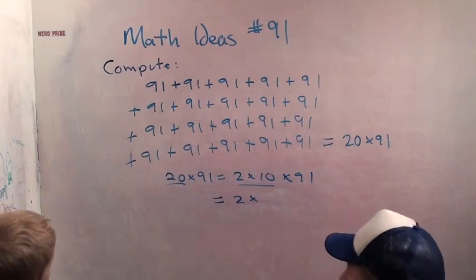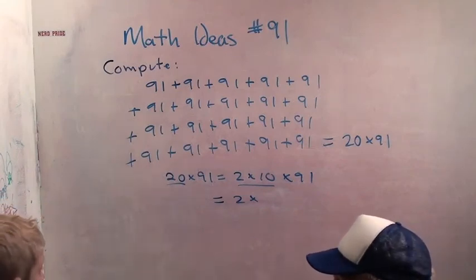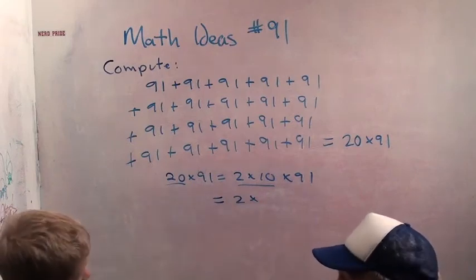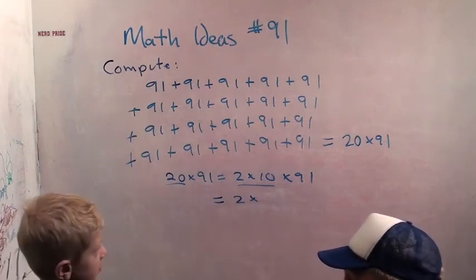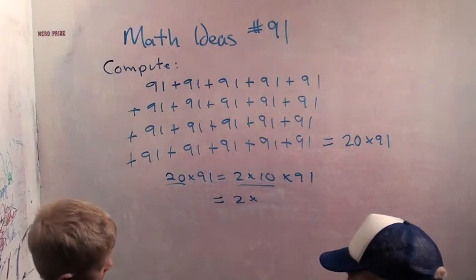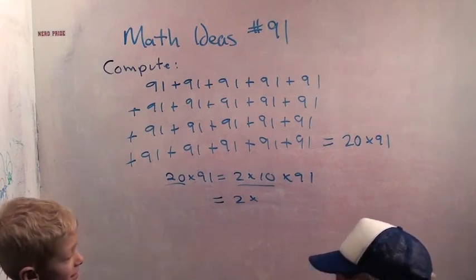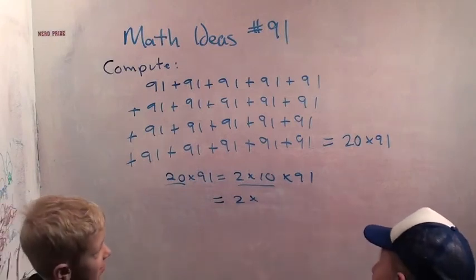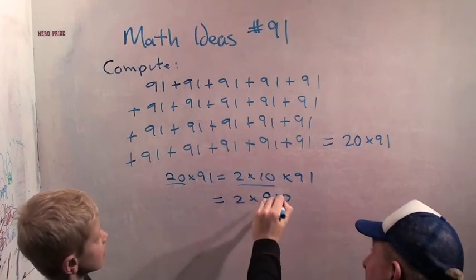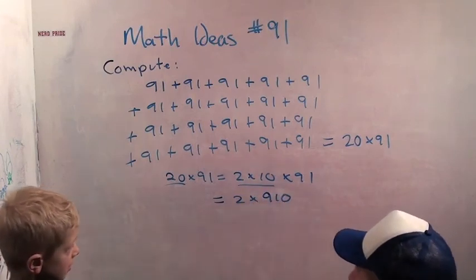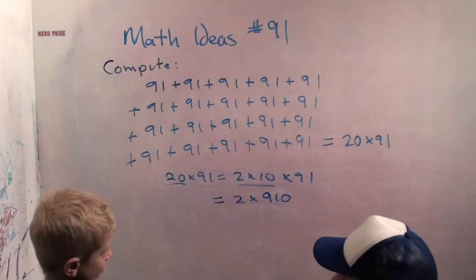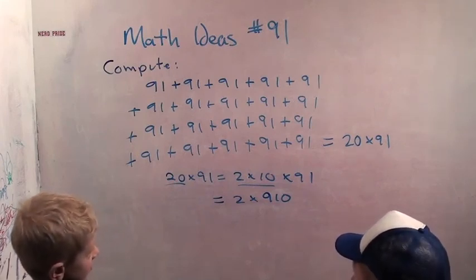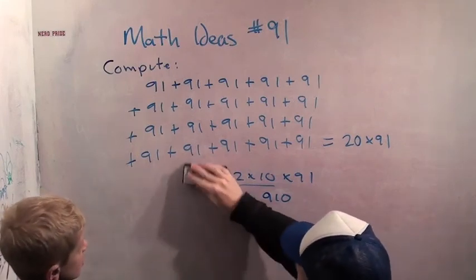What do you do when you multiply a number by 10? You add a 0. So 10 times 91 is 910. Yes! 10 times 91 is 910. So now we just have to figure out what 2 times 910 is. That's just 2 sets of 910.